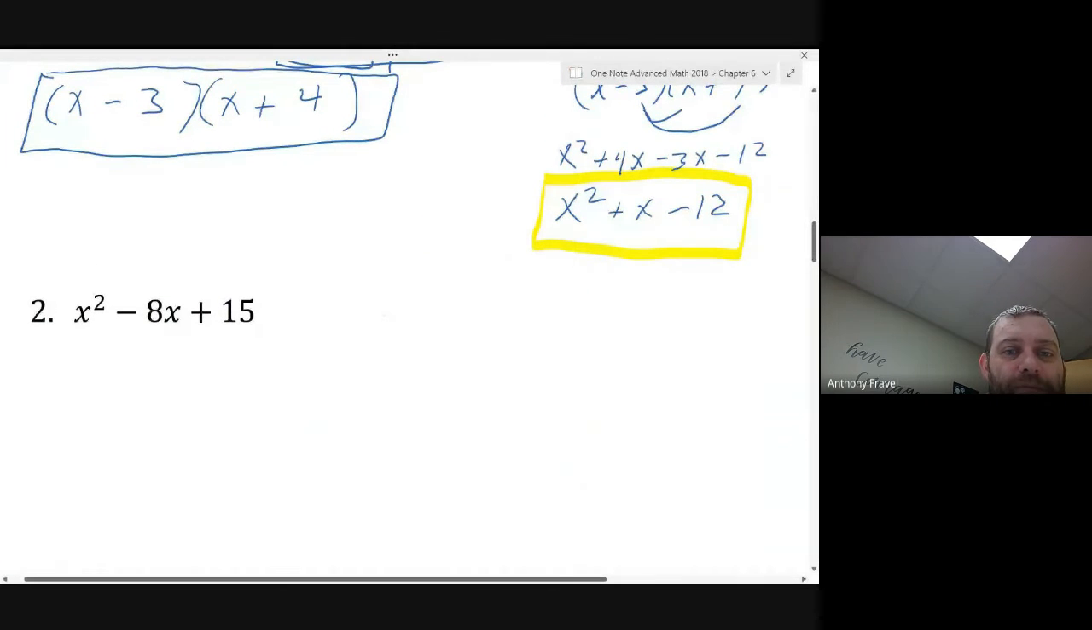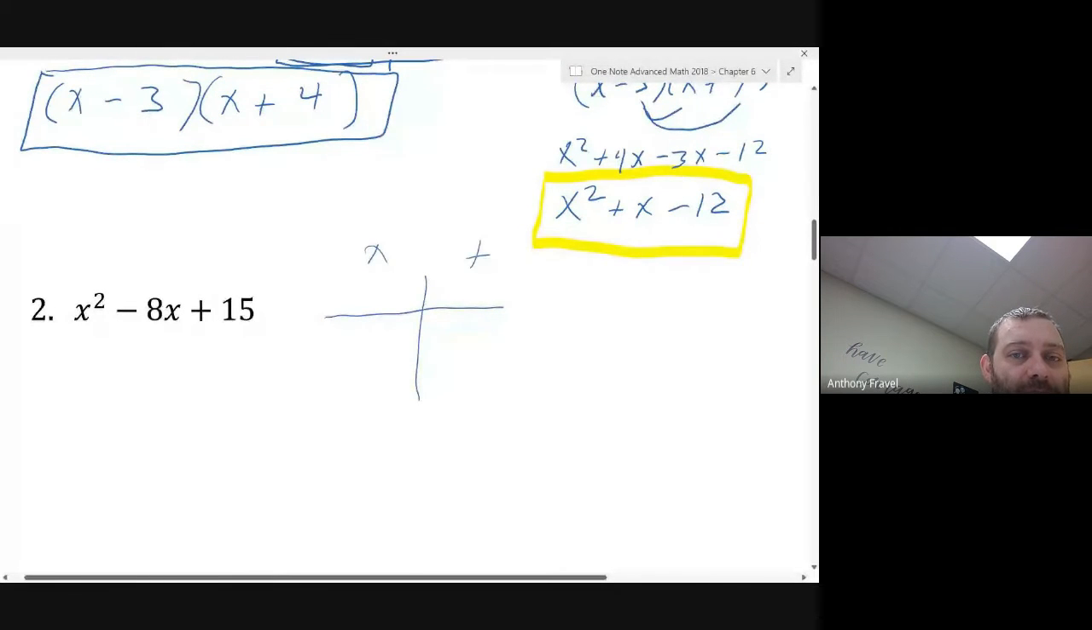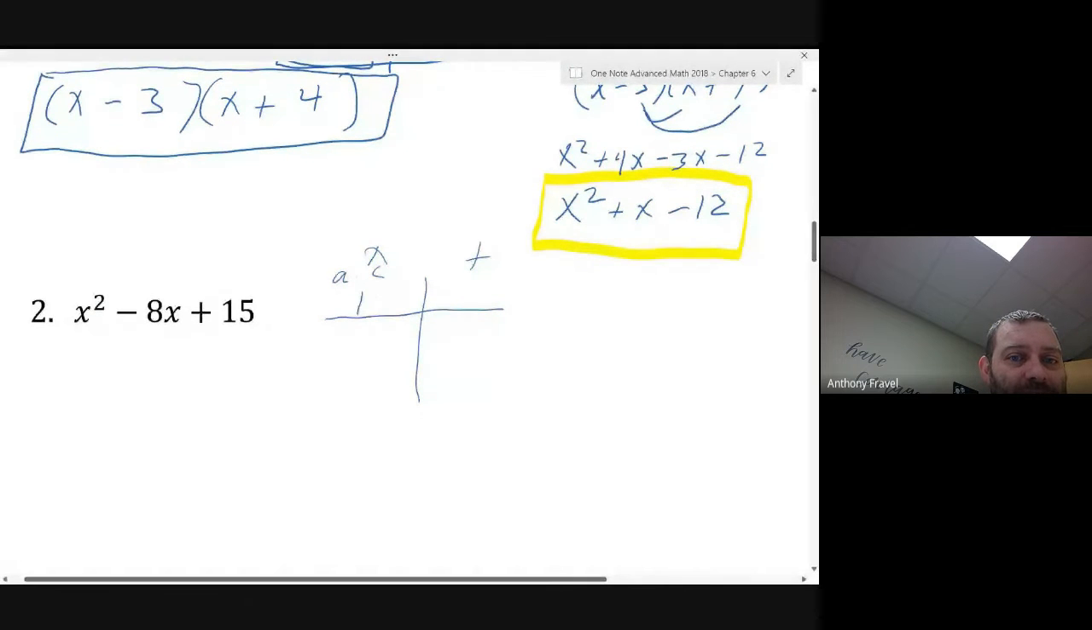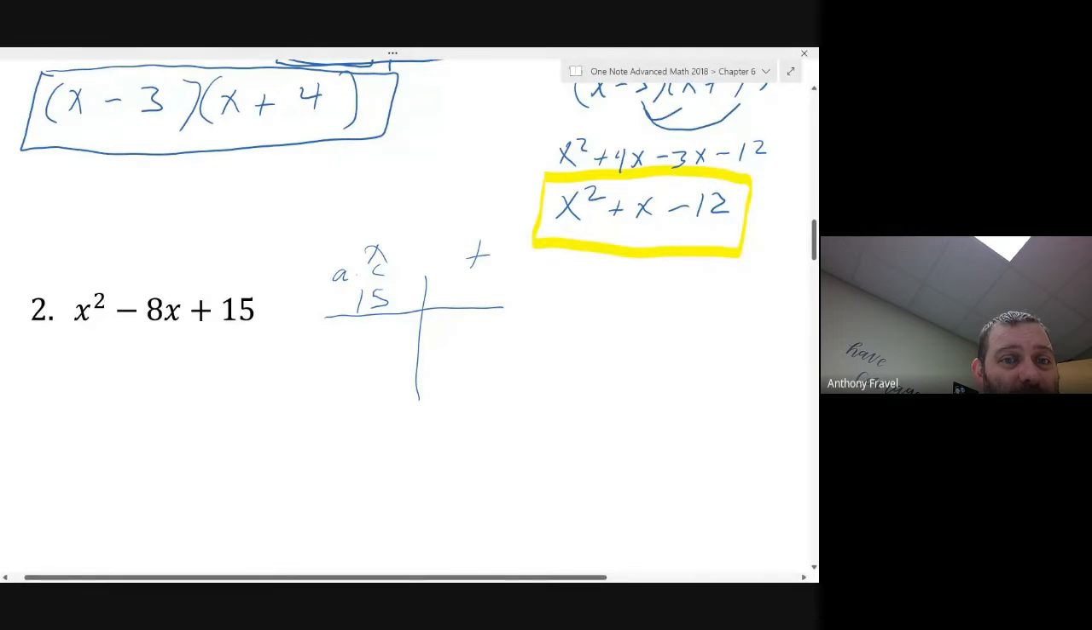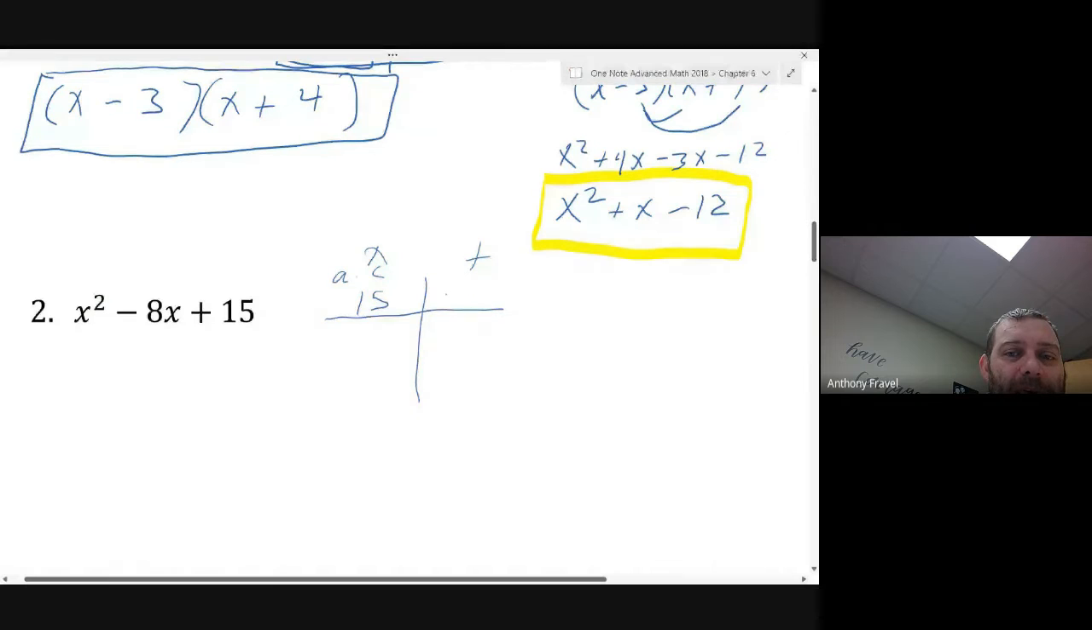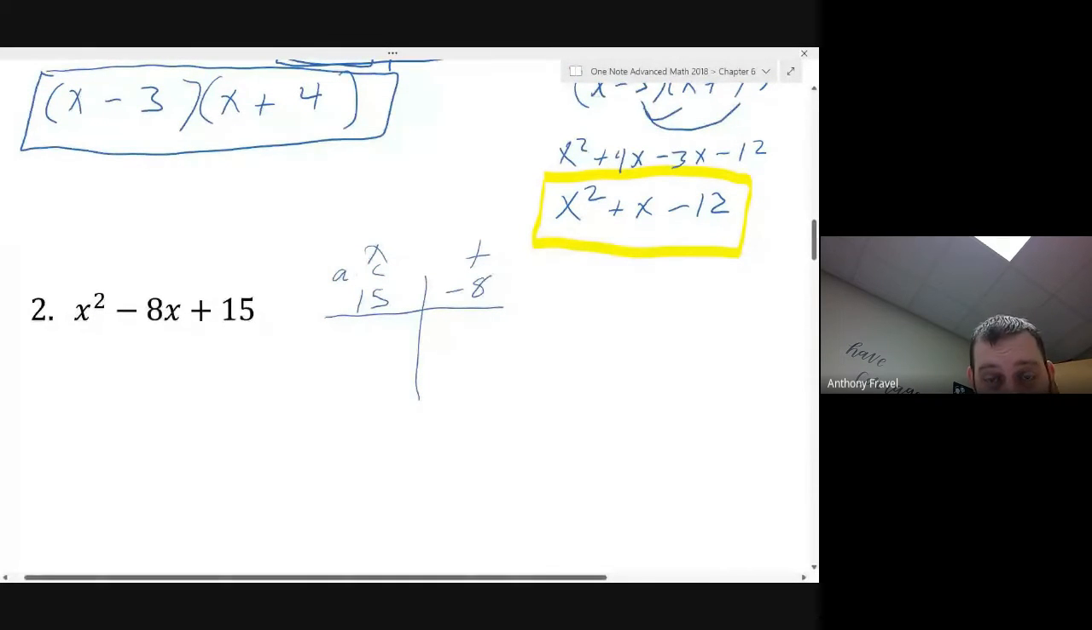I'm going to make that little chart. Again, I've got multiplication over here, and this one's going to be addition. For my multiplication, I need to have my A value times my C value. Again, my A is a 1, so it's pretty easy. I get a positive 15 of what I want them to multiply to, and then I want them to add to a negative 8. If I need to add them to a negative 8 and my multiplication one is a positive number, that lets me know that both my numbers, when multiplying to 15, need to be negative.